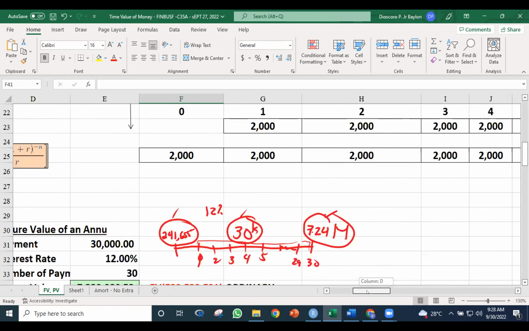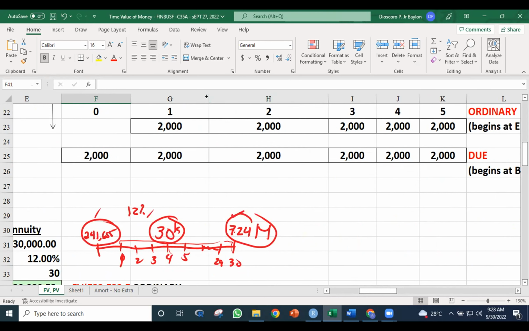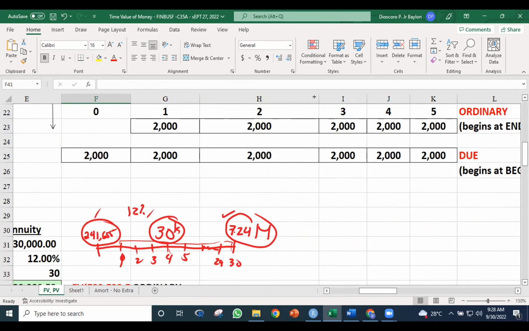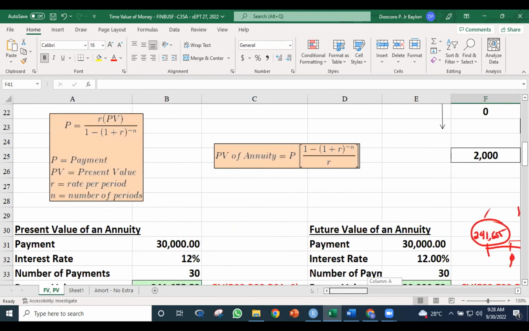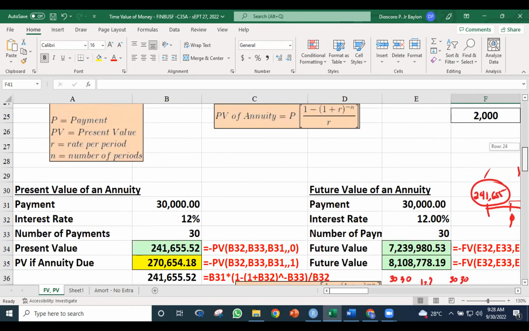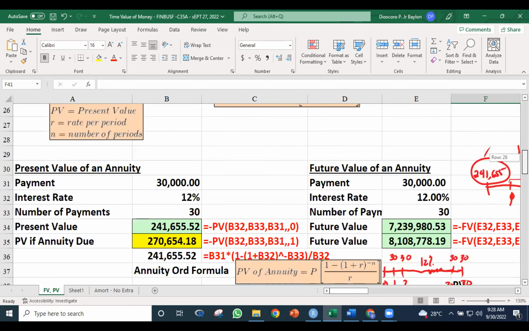All right, and of course, we know that because of the differences in the timing of the cash flows, their future values and present values will necessarily be different. We were able to conclude that an annuity due will always have a higher present value, and since it has a higher present value, it will have a higher future value. So we learned how to compute the present value of an annuity. We use this formula, and we also use the PV function in Excel.